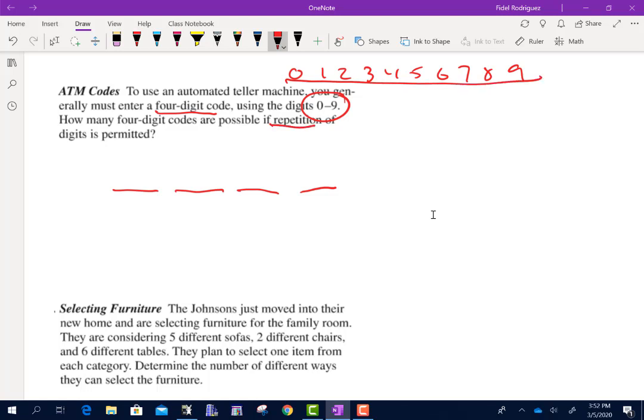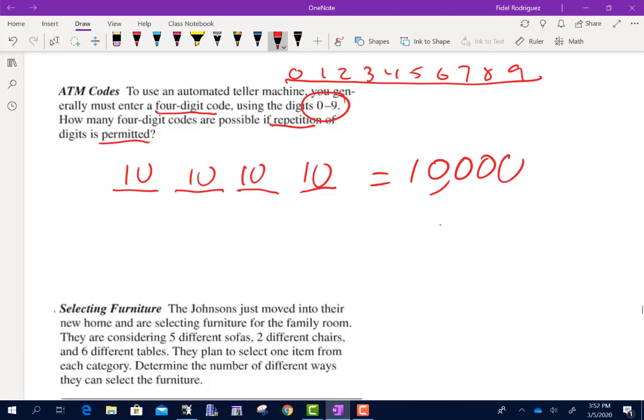And we can repeat, so I have 10, 10, 10, 10. 10,000 different ways that you can make an ATM code.